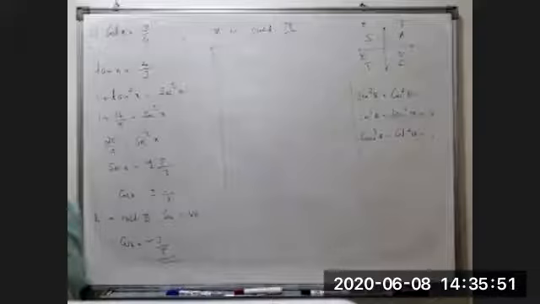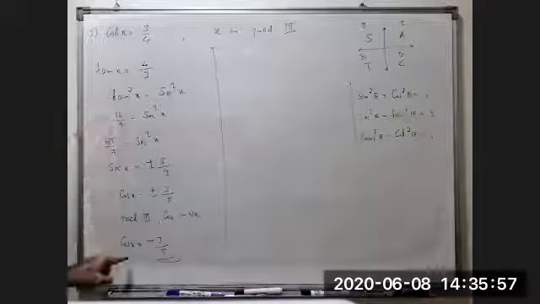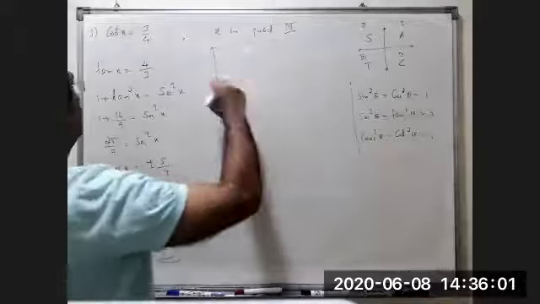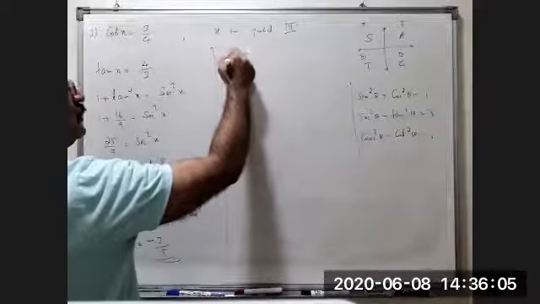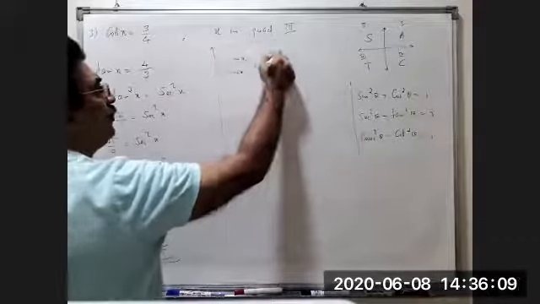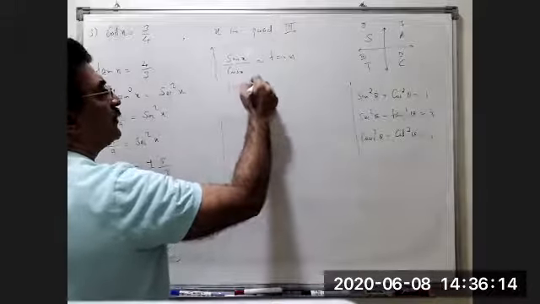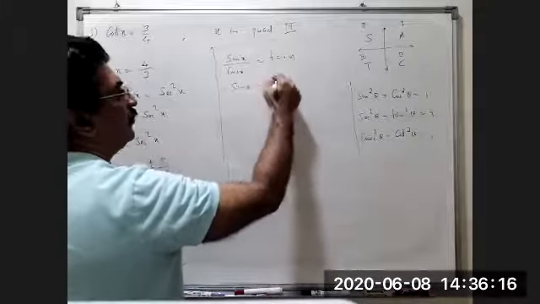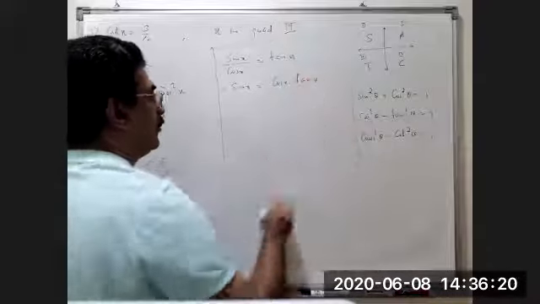So always try to simplify in terms of the first 3. We got cos. We got tan. Now if cos and tan are known, we can find sine. How? Sin x by cos x is tan x. Therefore, what is sin x? Sin x is cos x into tan x.